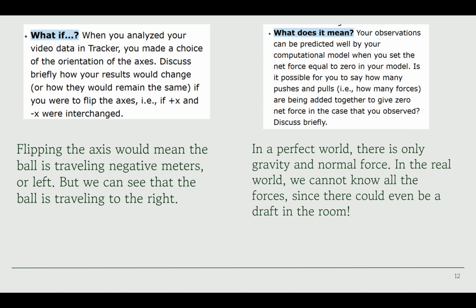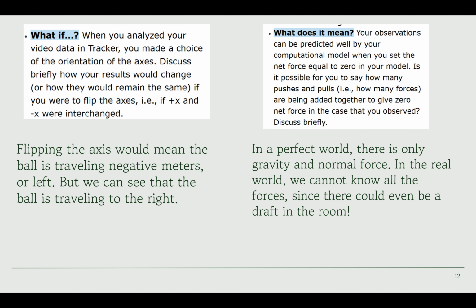If the axis was flipped, how would this change things? Flipping the axis would mean the ball is traveling in negative meters, since to the left would be positive and to the right would be negative. And negative meters is conventionally to the left side, but we can see that the ball is traveling to the right, so that wouldn't make any sense.